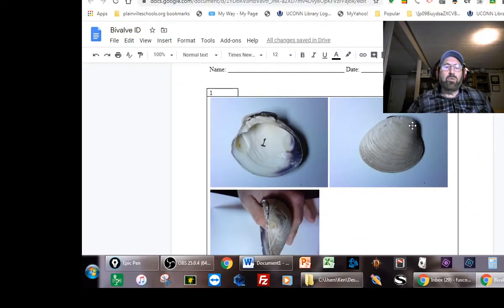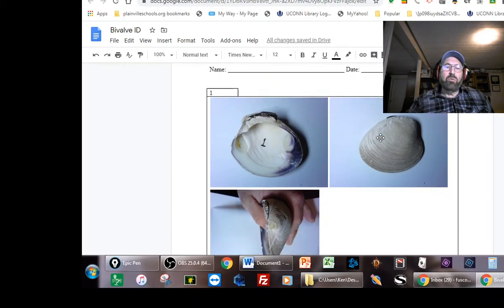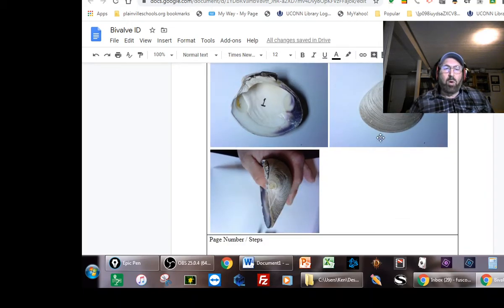I would like to go through some helpful hints on how to identify the bivalves, the clam-like critters. They start on page 7.14, and so they are numbered 1 through 7. And here's the first one. This is a fairly common critter.